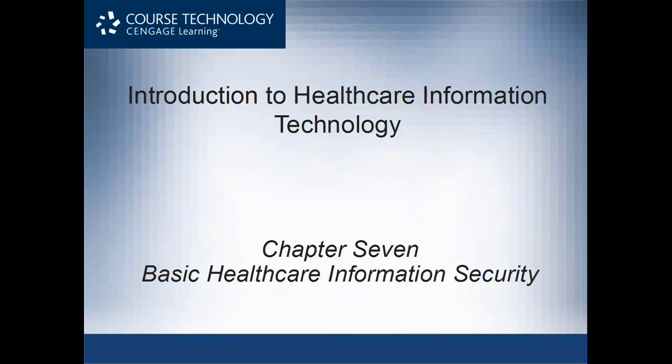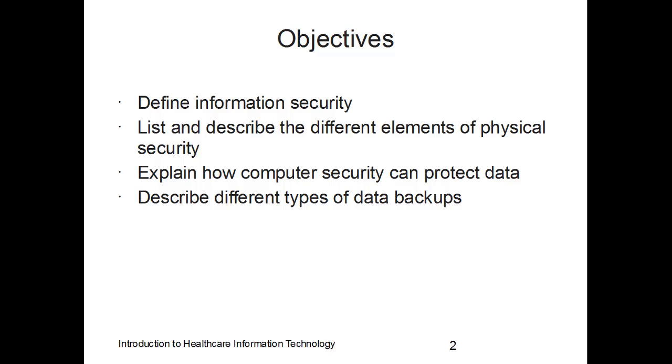We will continue our course with this video on chapter number 7, Basic Healthcare Information Security. Some objectives for this chapter: define information security, list and describe the different elements of physical security, explain how computer security can protect data, and describe different types of data backups.